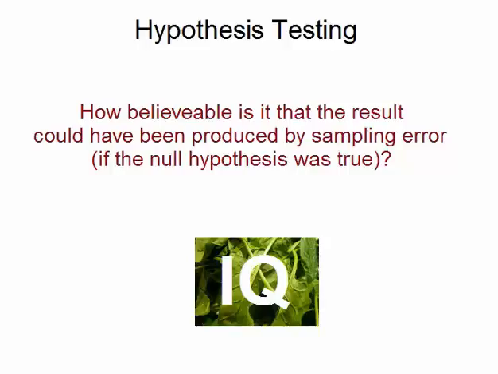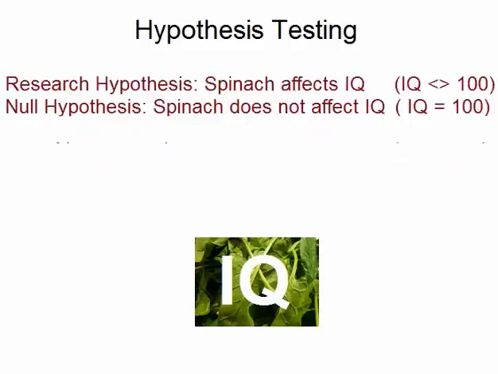When considering hypothesis testing, the question at the heart of all this is, how believable is it that the result could have been produced by sampling error if the null hypothesis was true? Consider the following research hypothesis and null hypothesis. Our research hypothesis, what we want to support: eating spinach affects IQ. Our null hypothesis, what we like to reject, is that spinach does not affect IQ.